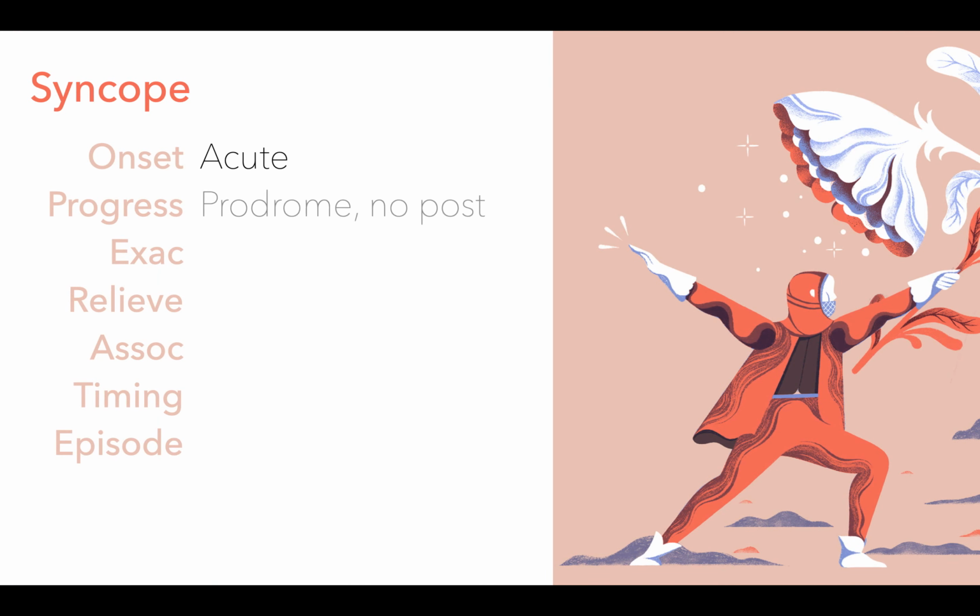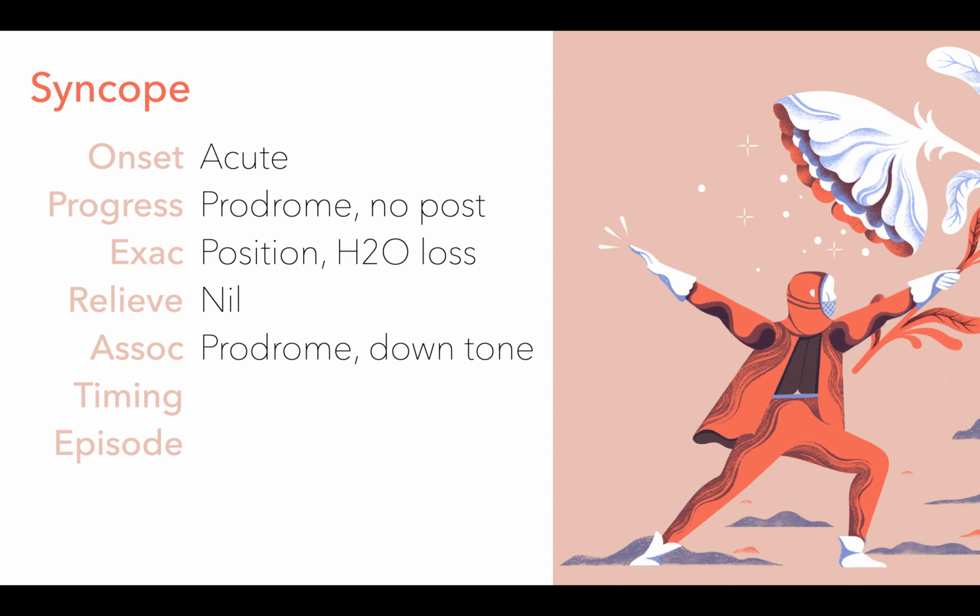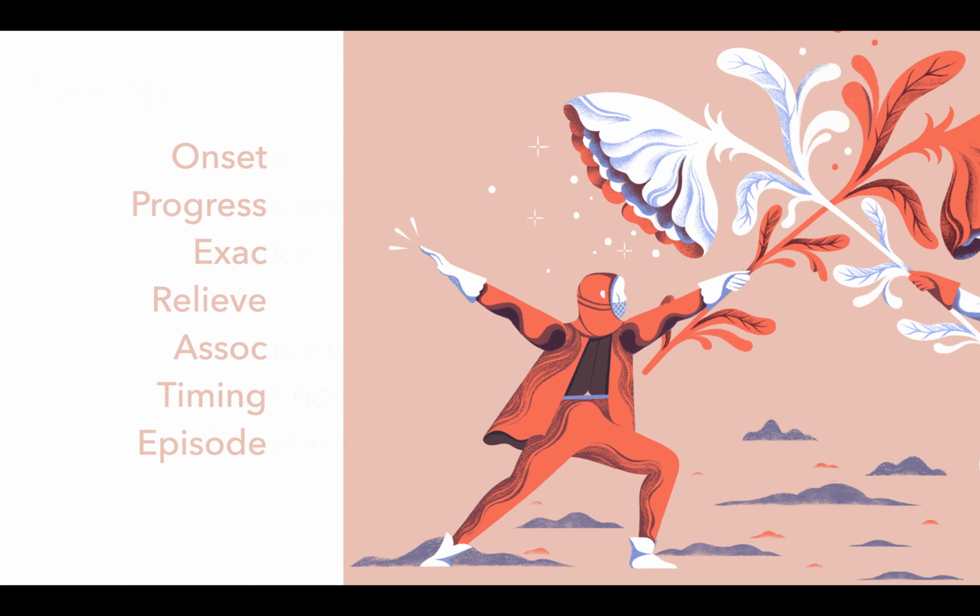Syncope has an acute onset. There is sometimes a prodrome, but remember, they recover very quickly, okay? It can be position dependent or water loss dependent, so your dehydration. Time is the only thing that really relieves it. As we said, there's sometimes a prodrome, but it can be associated with a down tone event, a hypotonic event. There's no timing of note to be aware of, and sometimes you can have an episodic history.